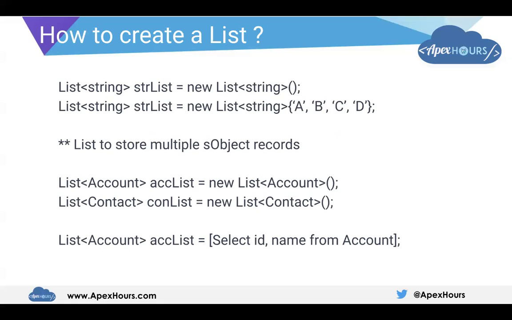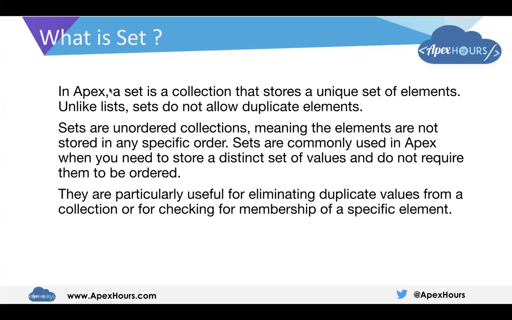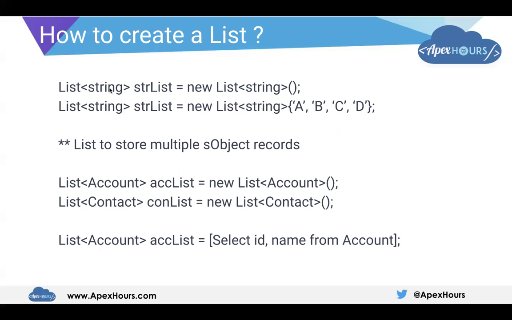Let's see how to create a list in Apex. So this is the way of creating an empty list in Apex. List of string. String is the data type, right? If you want to store some integers, you have to mention it as integer. Then we have the name of the list. strList is the name of the list, equals new List of string, and then small brackets. So basically, it creates an empty list of strings.